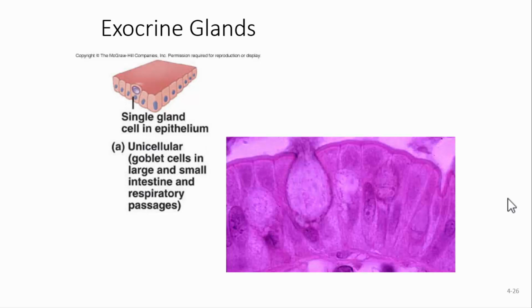D-U-C-T-S, ducts. So exocrine glands have ducts. Endocrine glands don't have ducts. And here's how I think about it. When you're sitting in a classroom and it's time for the class to end, what's the first thing that you're thinking of? I know what it is. It's follow the light. Well, what light am I talking about? I'm talking about the exit light.